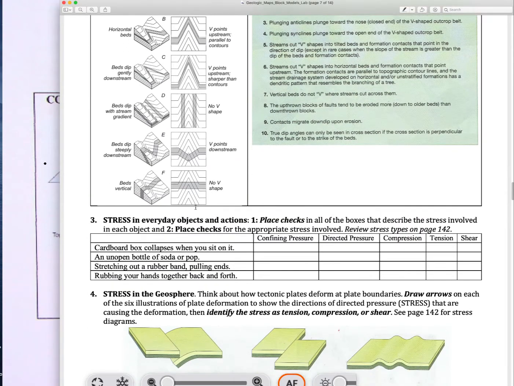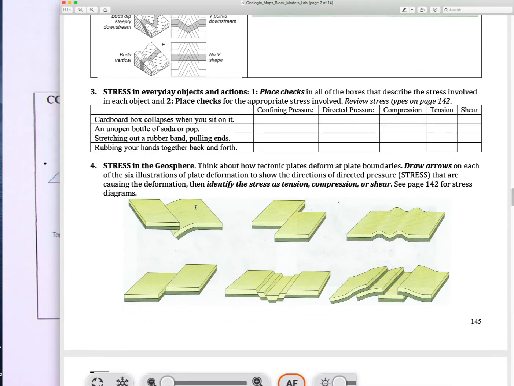All right, so for question number 3 here, just some common ideas here. If you sat on a cardboard box, it's going to collapse. So I want you to tell me whether it's confining pressure or directed pressure.